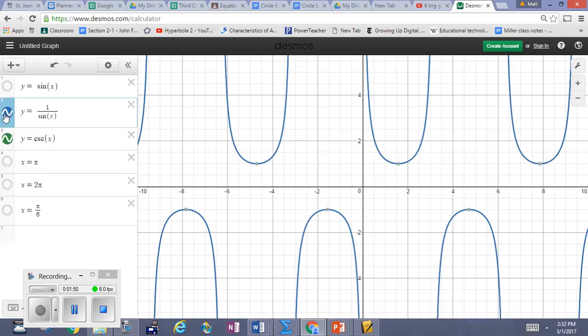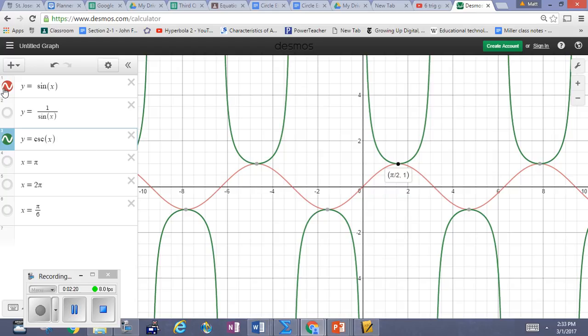So, what do we know about this? Well, first off, get back to the sine x. Wherever the sine of x is equal to 1, the cosecant is also equal to 1. Right there, that's pi over 2. Likewise, wherever the sine is equal to negative 1, this cosecant is equal to negative 1 as well.